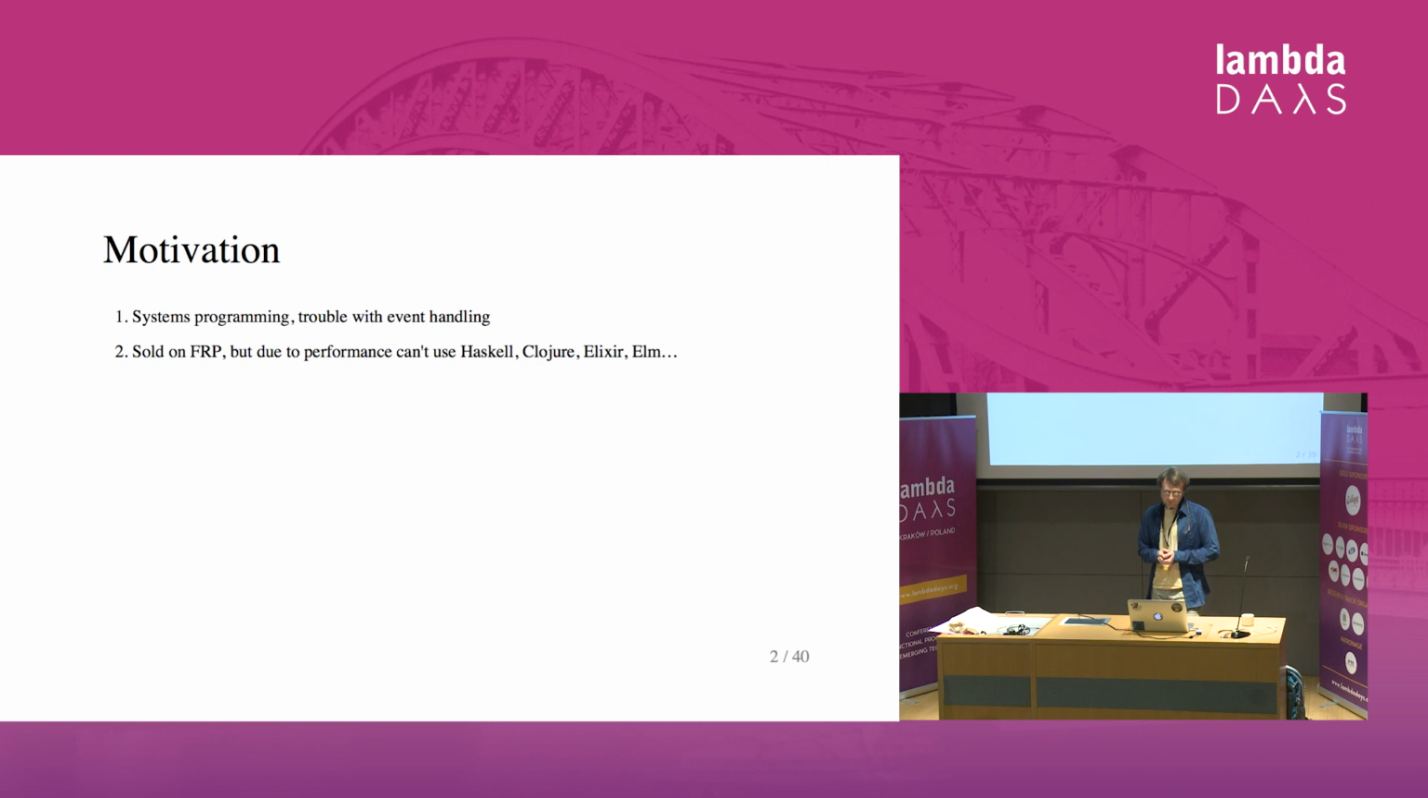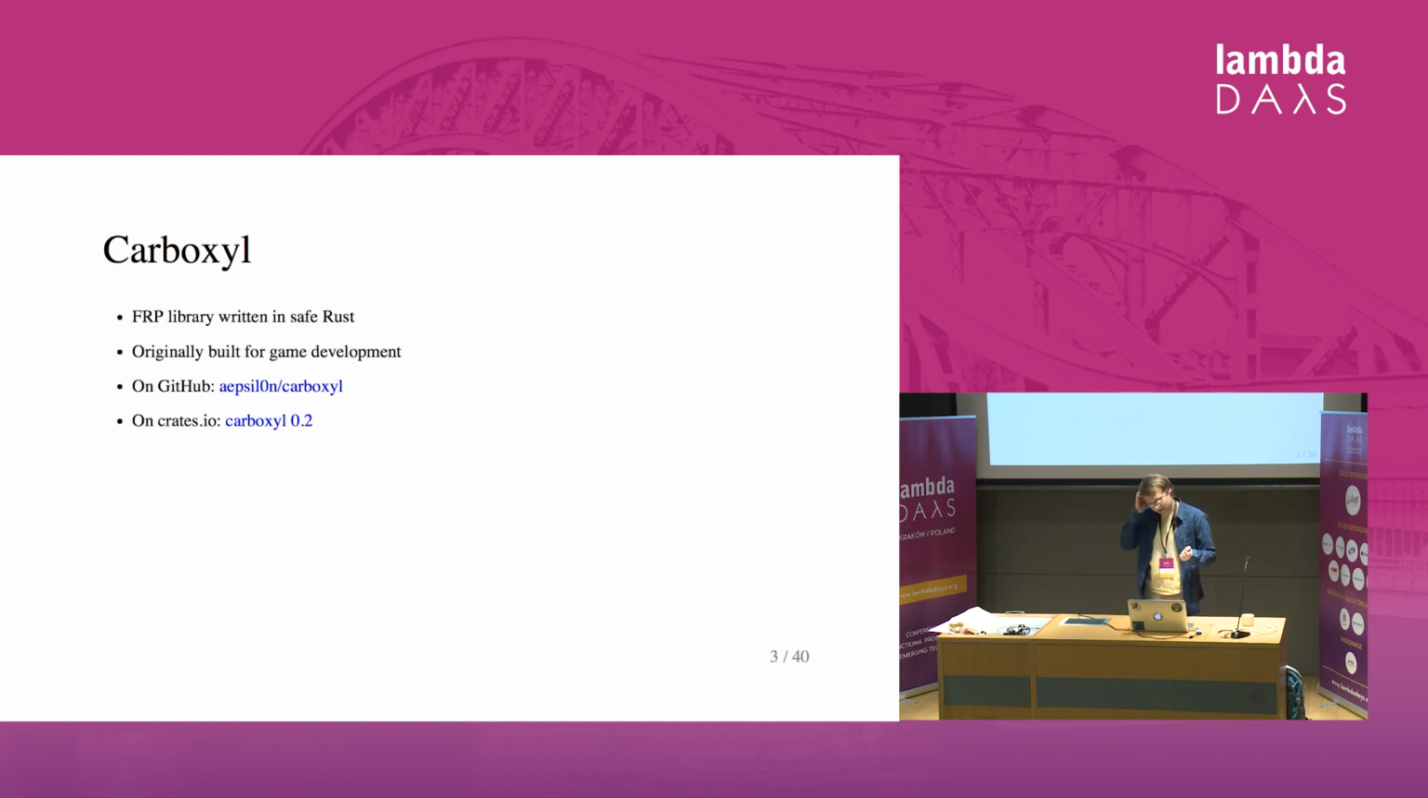There's also another angle that you can get to this, which is pretty much you're already sold on FRP because you have a functional programming background or whatever. But now you get to an application domain where you maybe can't use all the nice things like Haskell or Clojure or Elixir or Elm or whatever you want to use. And so, yeah, you look for other alternatives. And I think Rust is an interesting alternative.